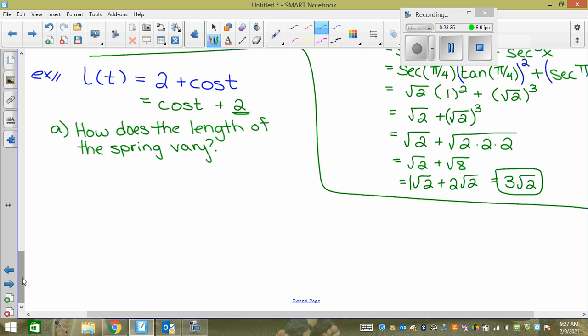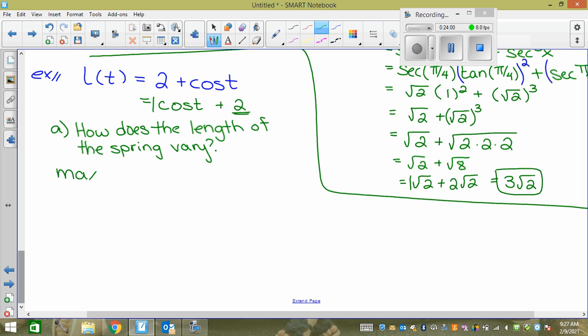Now, they said we pulled it down 1, right? So that's why there's a 1 in front of here. What's the 1 in front of your equation? It's your A. It's your amplitude, right? It's how much it can go up and how much it can go down. That's why there's a 1 there, because they said they pulled it down 1, correct? So how does the length of this spring vary? Well, its midline is at 2.